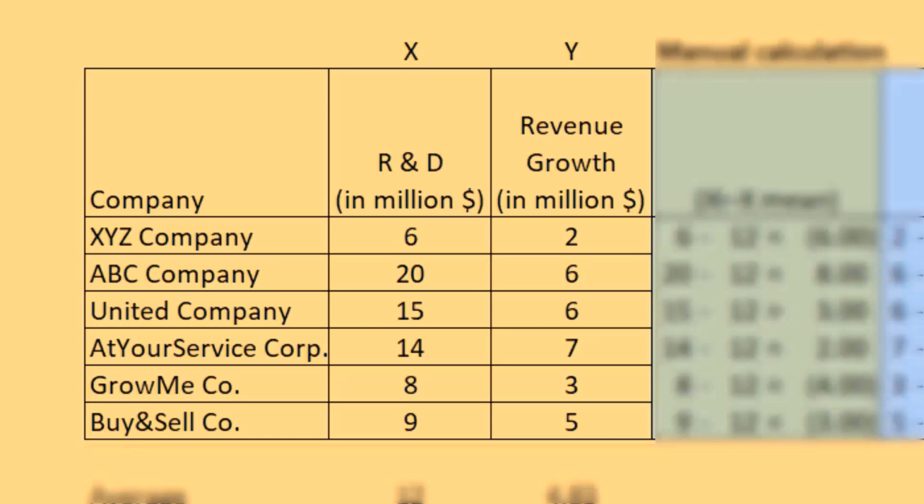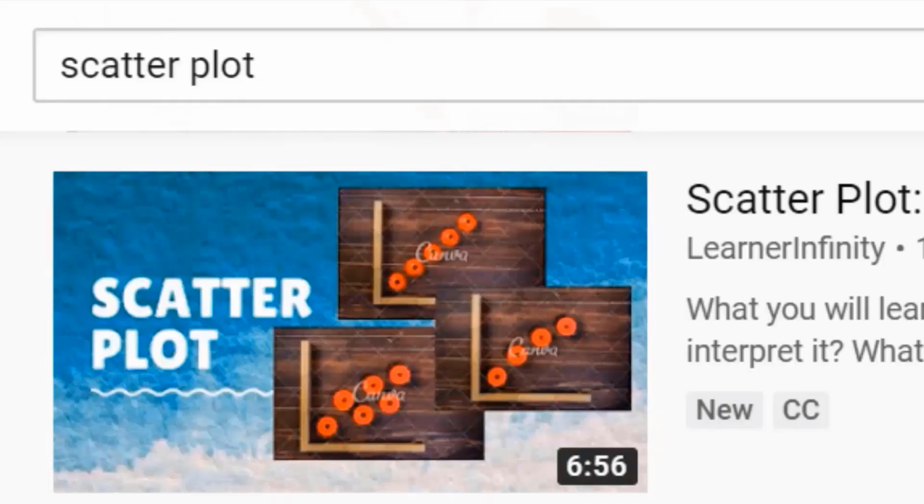You gather data from a sample of 6 companies. Based on the table, United Companies spend 15 million of R&D that results to increase in revenue of 6 million. You can watch the other video on how to make scatter plot out from this data.